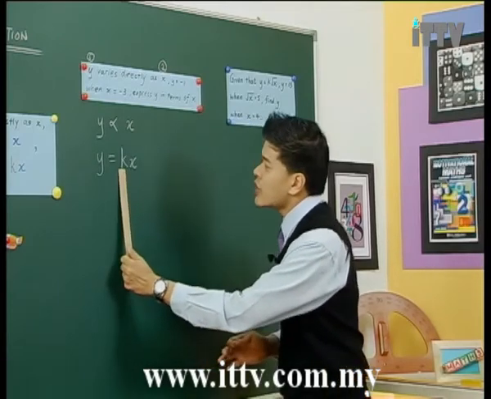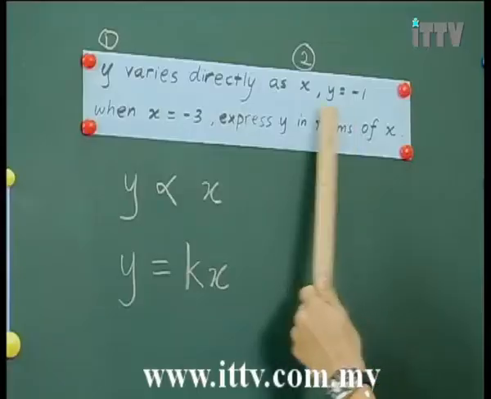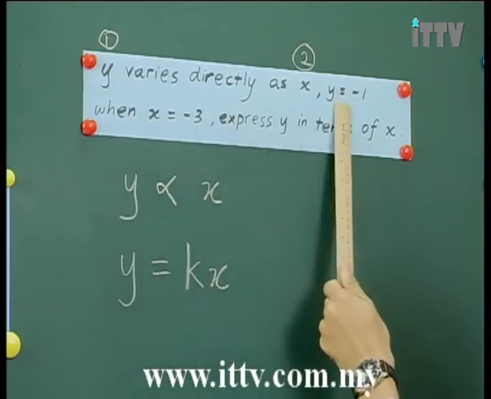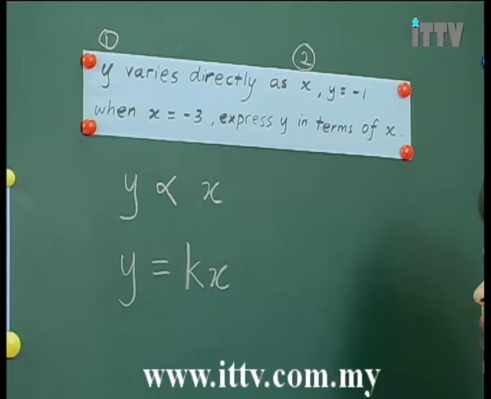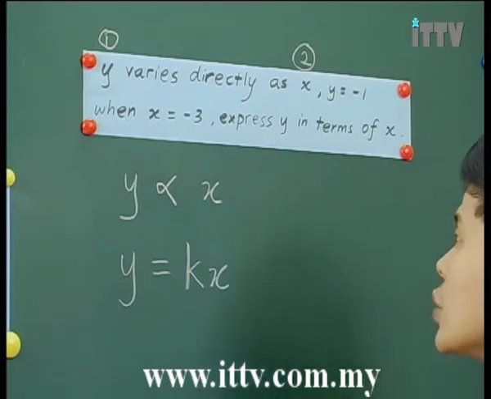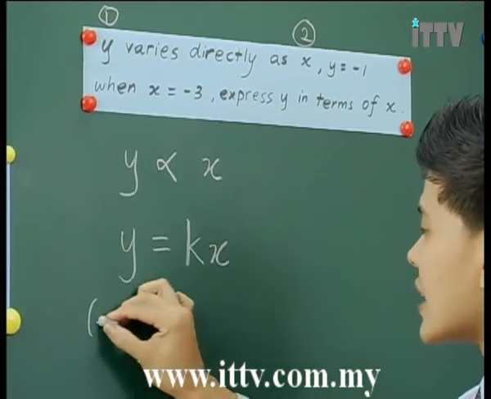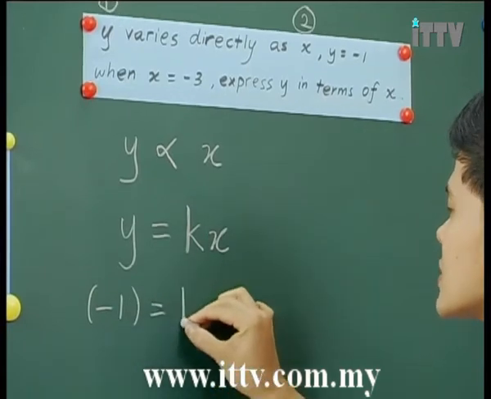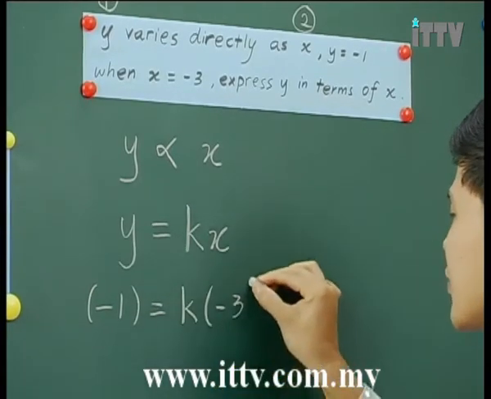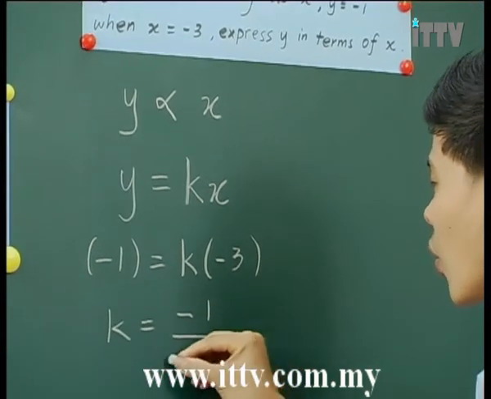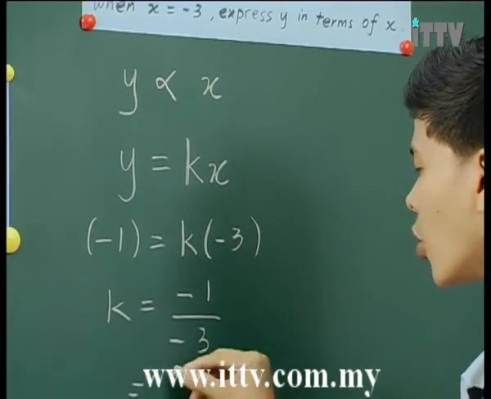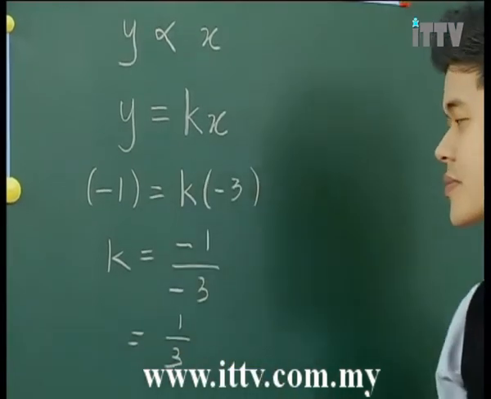So how are we going to find the value of k? A pair of values will always be given. When y is negative 1, x is negative 3. So substitute those values inside the equation now. When y is negative 1, x is negative 3, and k will be negative 1 over negative 3, or 1/3.